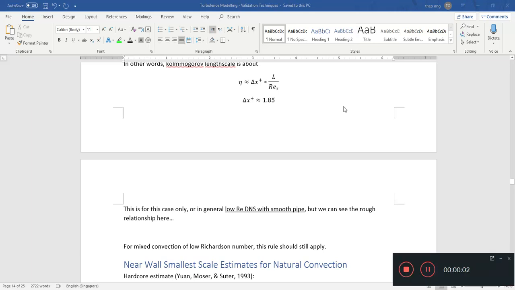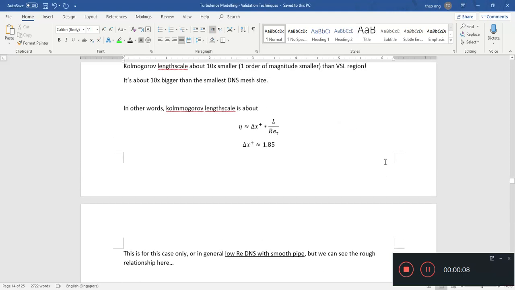Hello, welcome back to our discussion on turbulence modeling. And today we want to continue our discussion on scaling with respect to estimating the minimum DNS mesh size.